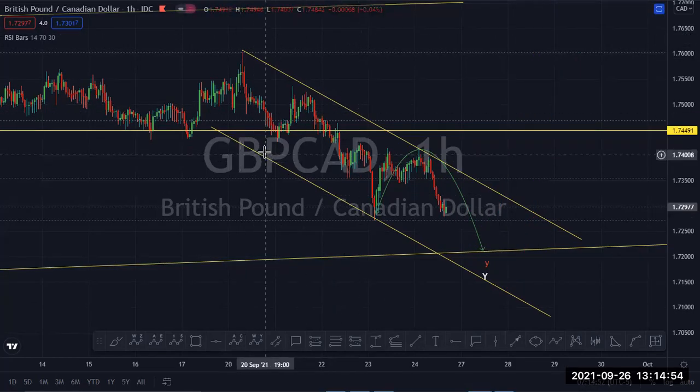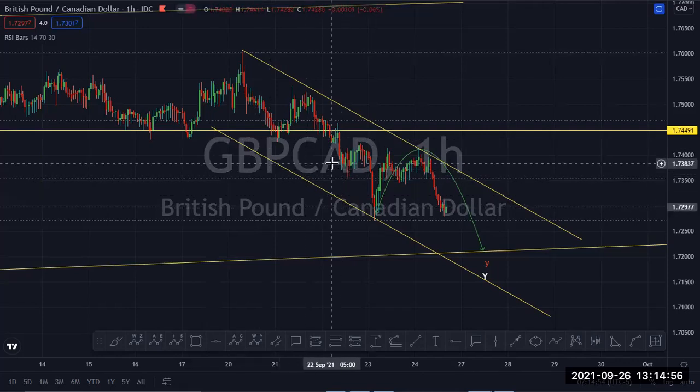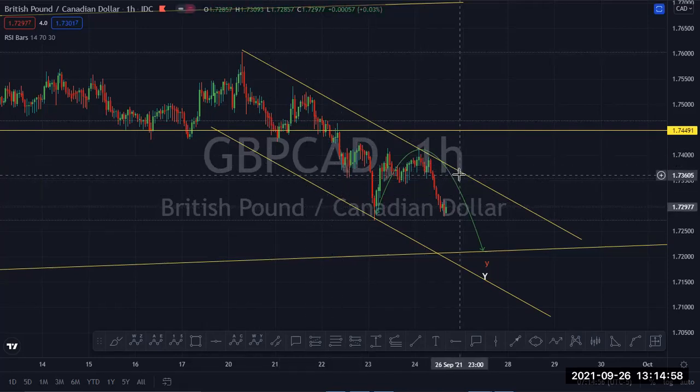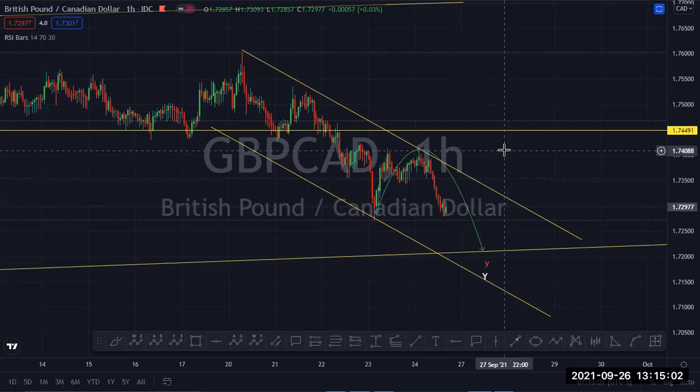Remember, this is a 1 hour candle. So I wanted to see there, it will now confirm whether we are buying from here or not. So the buying will make sense when it breaks this channel.